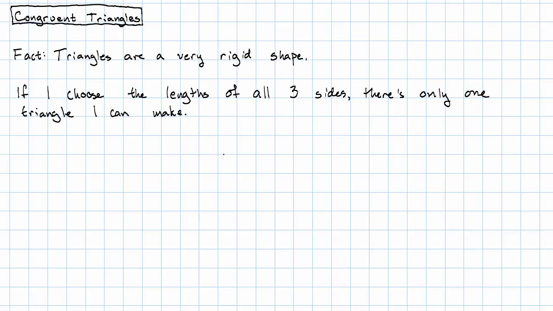It's because a triangle is a really rigid shape. If you choose just a few of the properties of a triangle, you're kind of stuck with the rest of the triangle. One thing that you've probably encountered before is, if I choose the lengths of all three sides, there's only one triangle I can make. You probably did this as a kid. You just take, you know, three sticks of different lengths. There's only one way you can put them together to make a triangle. It turns out that we can understand that fact in terms of congruent triangles.